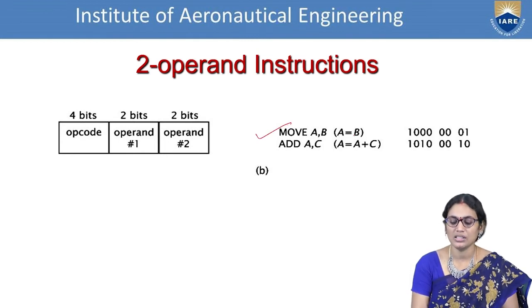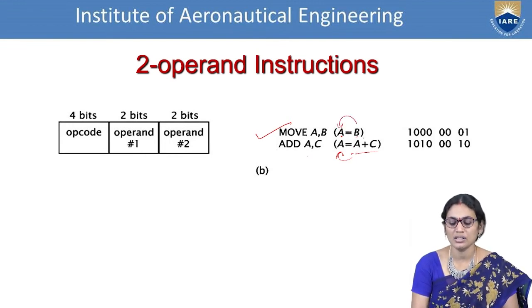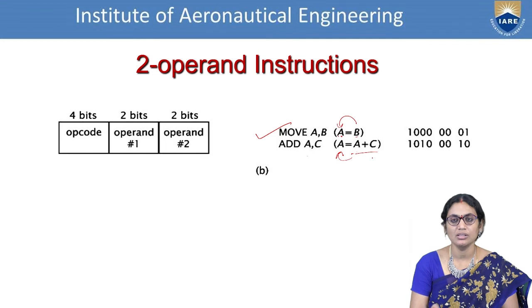What happens here? B is loaded into A and now A is being added with C. So A plus C is being assigned to A. Already A has been assigned, so B is assigned to A. What happens here? B is already dumped into A. B is already overwriting the content of A and it has been added with C.